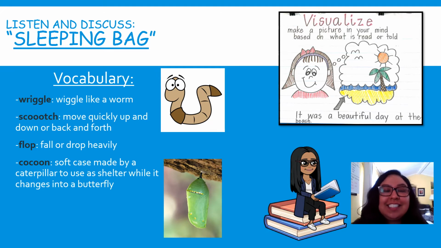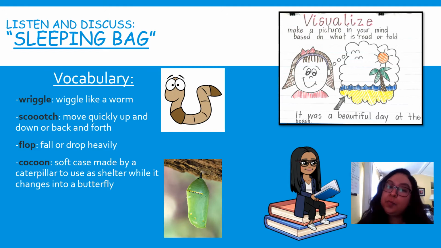Now we're going to listen and discuss the poem Sleeping Bag. But before we do, I want you to become familiar with some words that we're going to run across in the poem when you listen today. The first one is wriggle. Can you say wriggle? When you wriggle, you wiggle like a worm. The second word is scooch. Can you say scooch? That's when you move quickly up and down or back and forth.